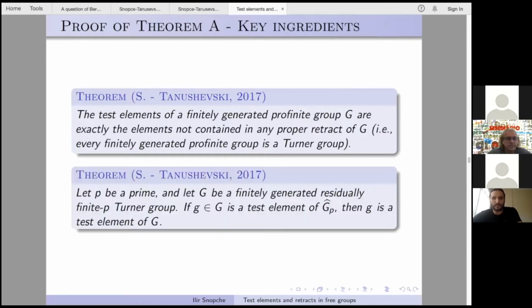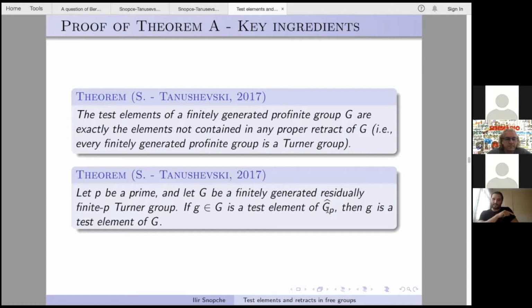And another thing that we are going to use is the following fact. If you think about test elements, in general we don't know the relation between G and the pro-p completion of G. But when G is residually finite-p and Turner, there is a very nice connection, given by this theorem. Let p be a prime, and let G be a finitely generated residually finite-p Turner group.